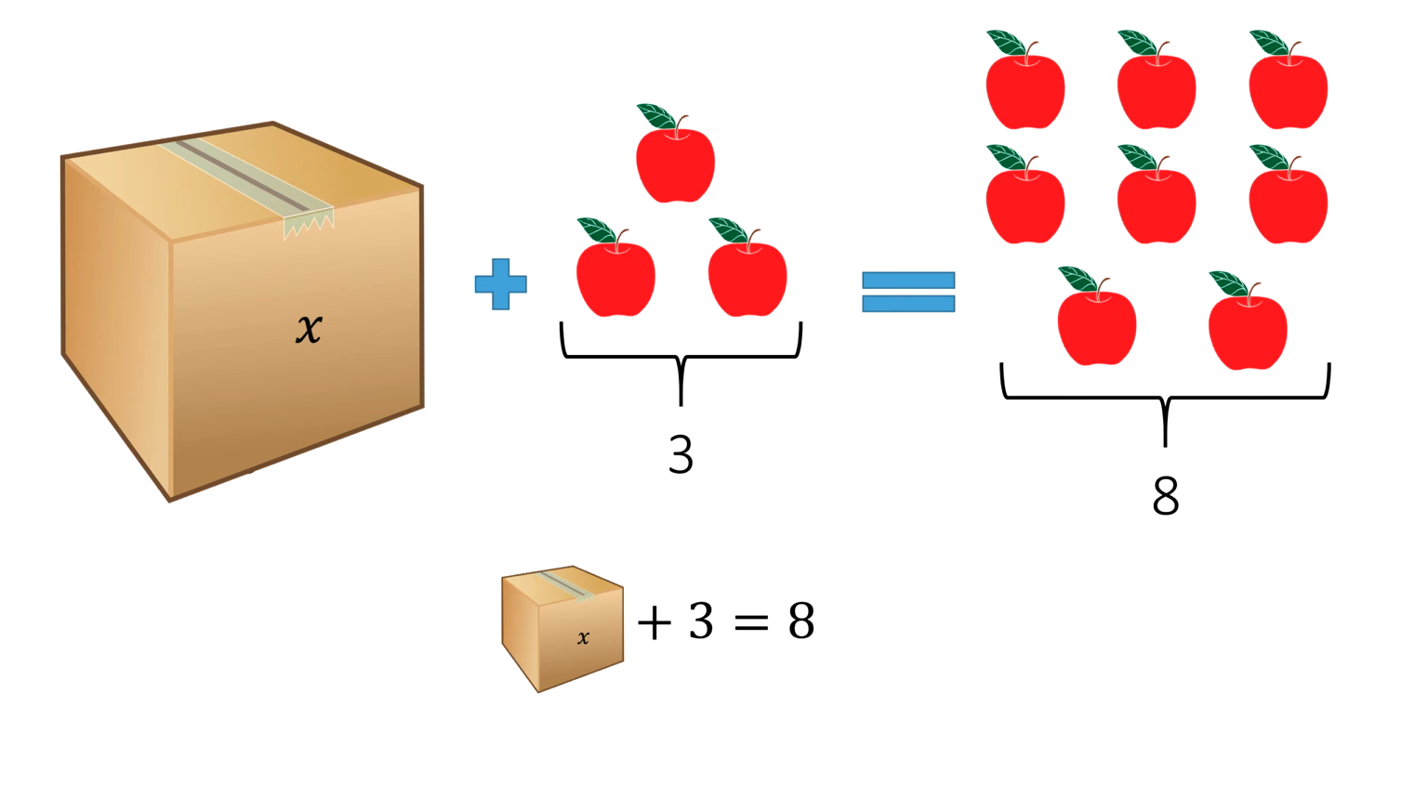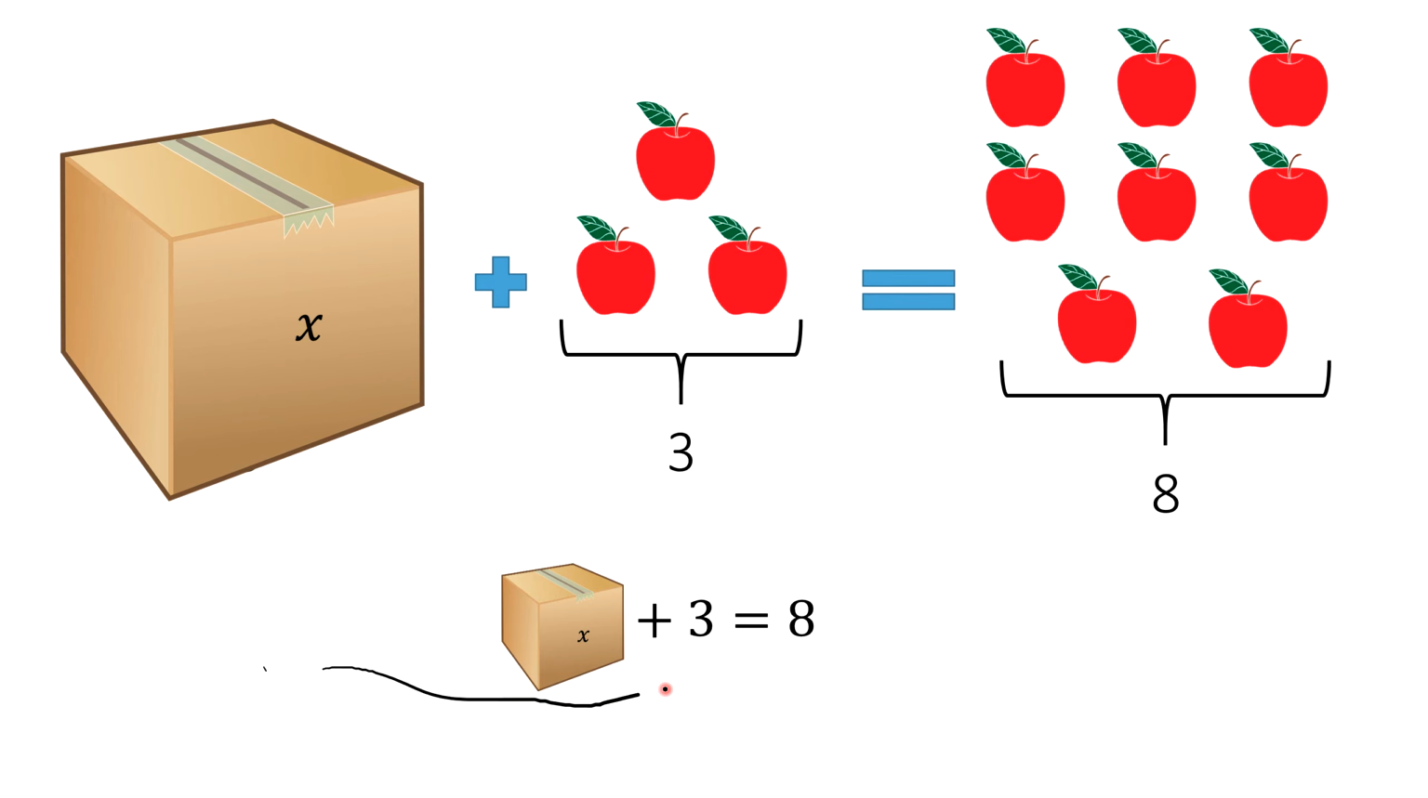So I'm not going to be showing this equation that we have on the bottom anymore. Again, remember that the equation on the bottom is the mathematical representation of that word problem on top. We have a box X. We want to find how many apples there are in the box X, and we know that when you add 3 apples to the total apples in box X, you get 8.